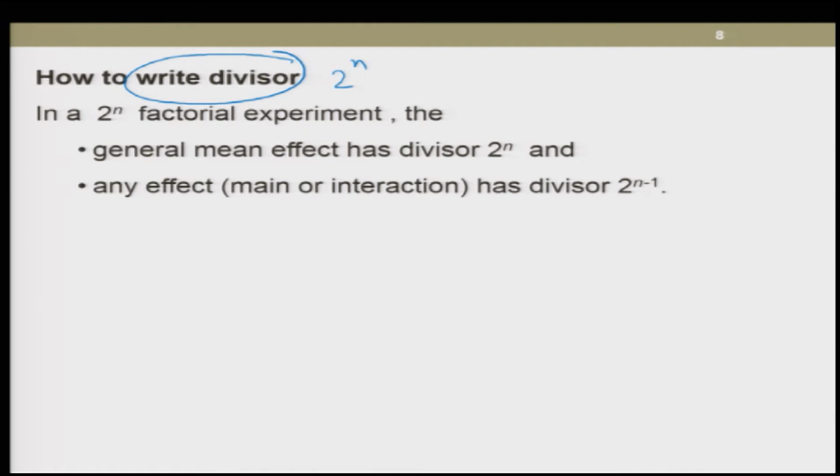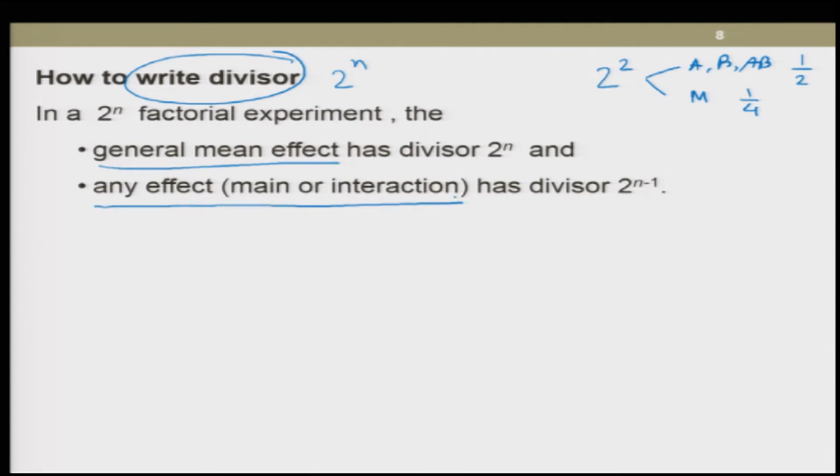So, we had seen that when we considered the 2 square factorial experiment, all the factors a, b and ab had the divisor 1 over 2, whereas for the general mean effect the factor was 1 over 4. Similarly, when we write down the expression for a 2 raised to the power of n factorial experiment, there are going to be 2 types of component. One is the general mean effect, and the second category is all the other effects, such as main effects or interaction effects.